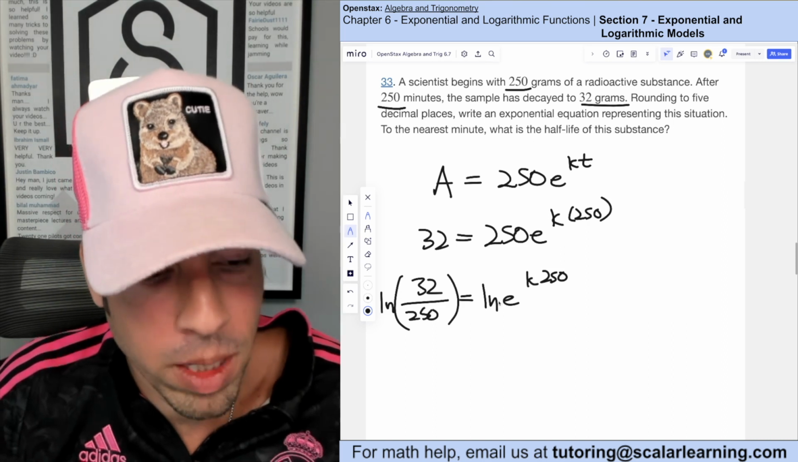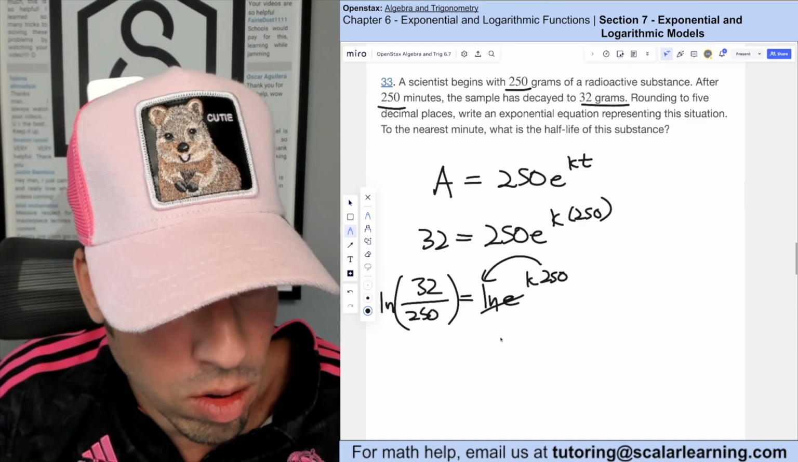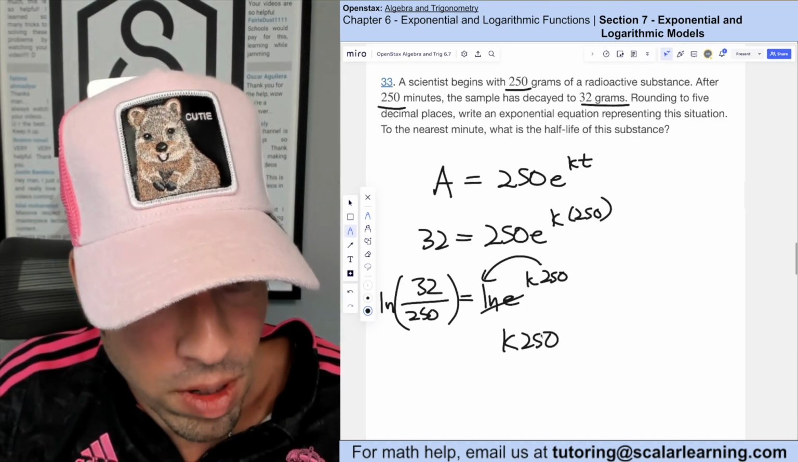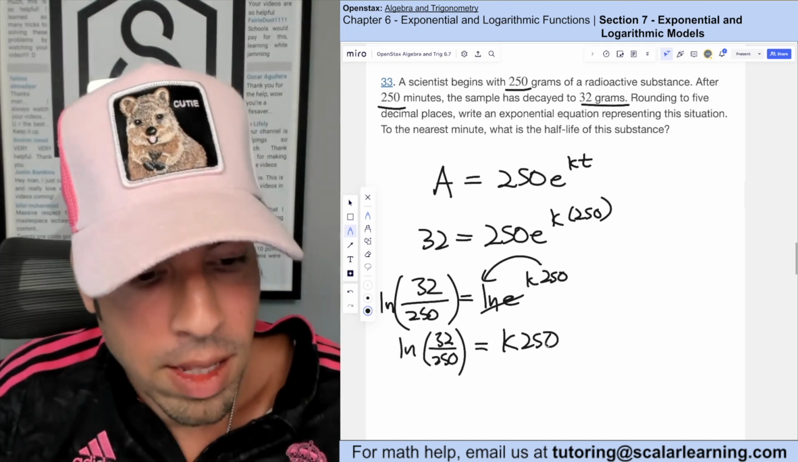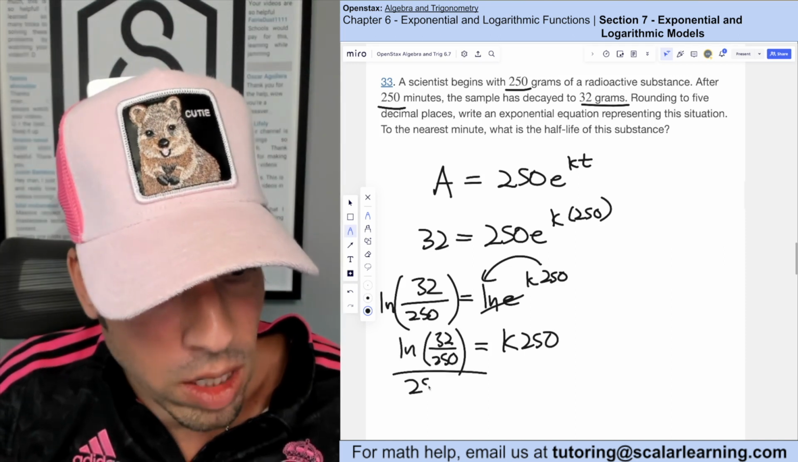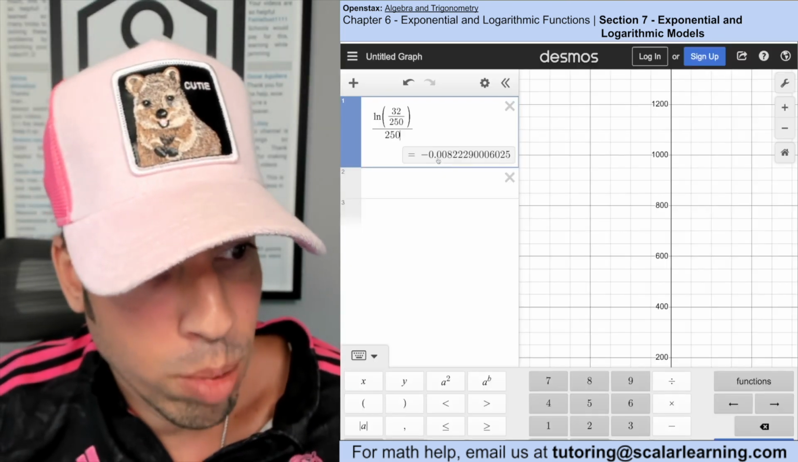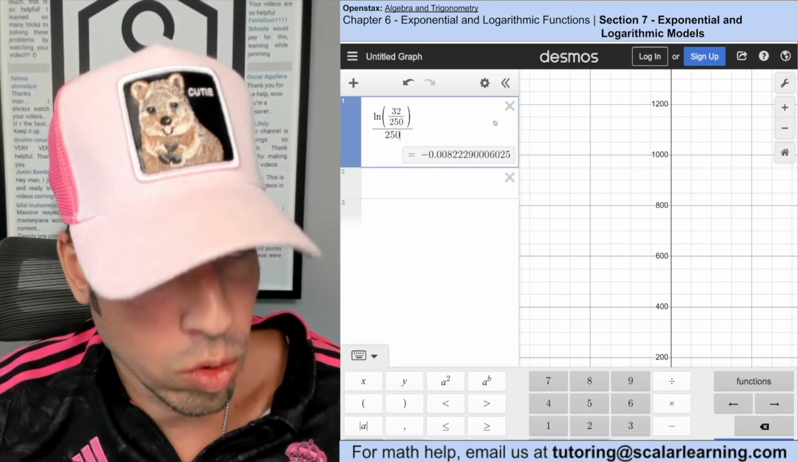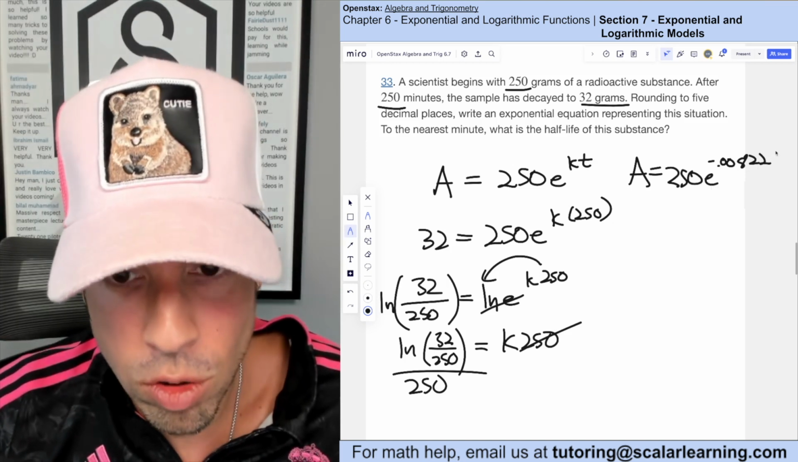Again, that's arbitrary, but I like taking the natural log of e because that goes to 1. And then when this comes down, we just got k times 250 equals this natural log of 32 over 250. Then last step to solve for k, we're going to divide both sides by 250, and we're going to see what that is. And then we get for k negative 0.00822. So we have A equals 250 e to the negative 0.00822 times t.